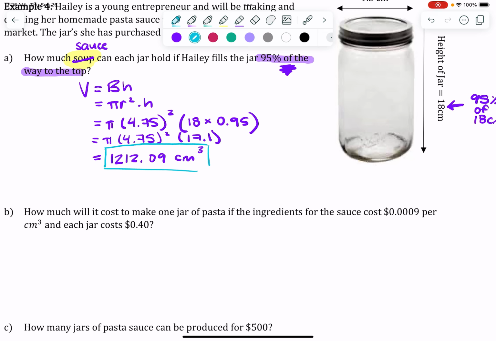Now, when we take a look at the next question, the question says, how much will it cost to make 1 jar of pasta if the ingredients of the sauce are $0.0009, so a fraction of a cent per cubic centimeter, which makes sense because a cubic centimeter is like the size of if you chopped your pinky off at the edge of your nail, right? That's a very, very small amount, which makes sense that it's going to be a fraction of a cent here. And each jar costs 40 cents itself.